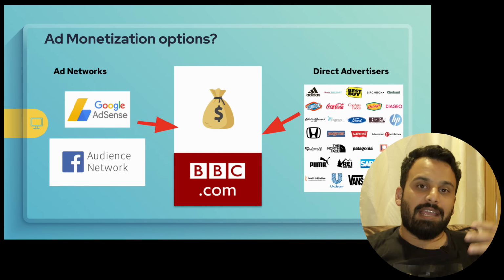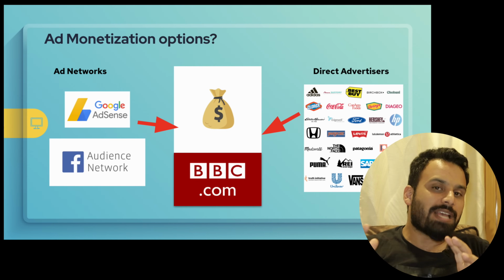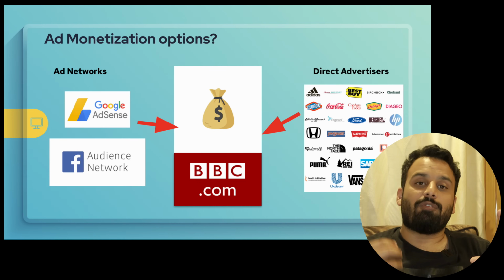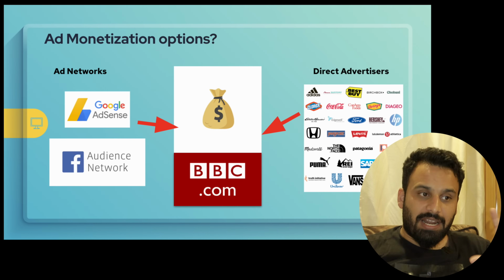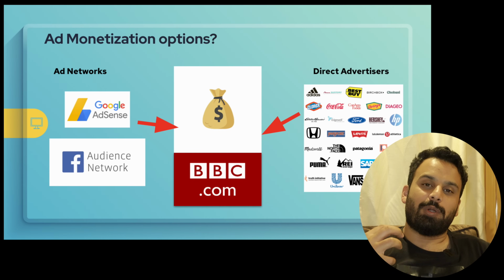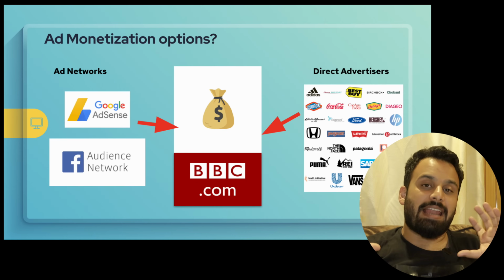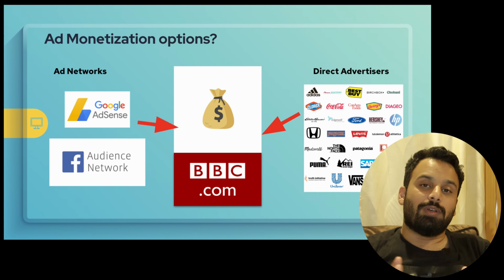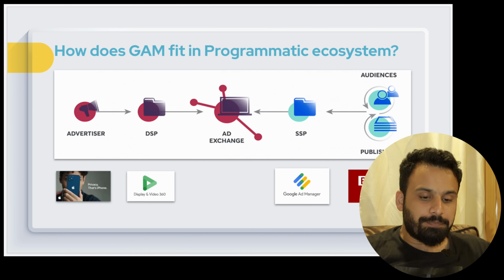One is Google AdSense or other ad networks like Yahoo or Facebook shows ads on my website, as well as Samsung can directly approach me and say that, okay, I want to show ads on your website. So as BBC, I have two types of ads running on my website. One is from networks like Google, and direct advertisers who want to deal with me. Now, if any publisher is in this situation, they need an ad management tool or an ad server, which in most of the cases is Google Ad Manager. Now, more details to come on this. I just wanted to give you an idea.